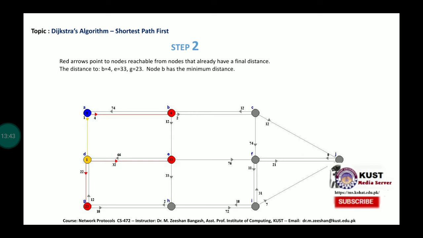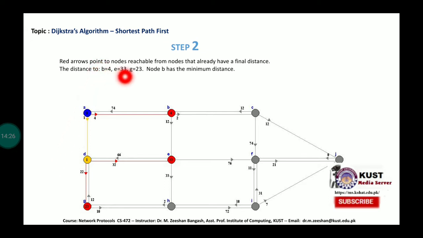So similarly, as we did in the previous slide, for B we already noticed that to this red coded vertex the distance is already 4. However, to this new vertex E, the total distance is 32 plus 1, which is 33. So for vertex E, the distance is 33. And similarly for vertex G, the distance is 22 plus 1, that is G is equal to 23.